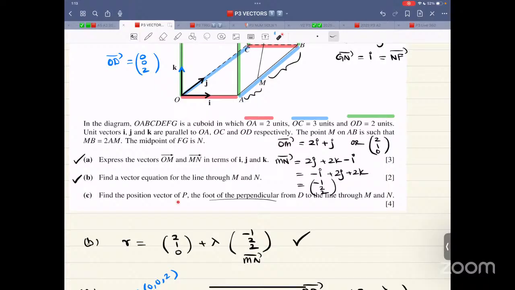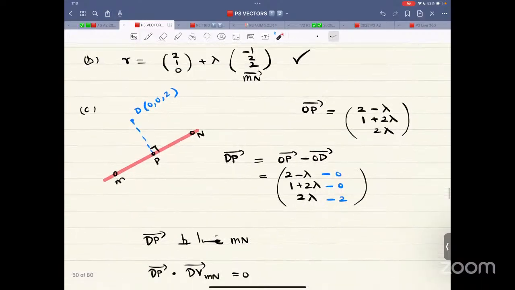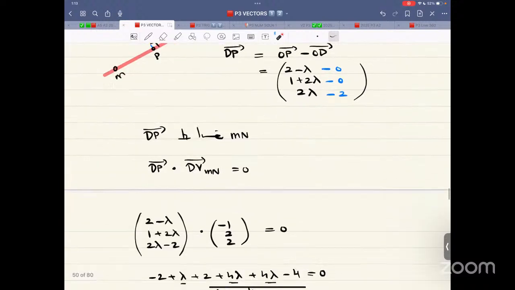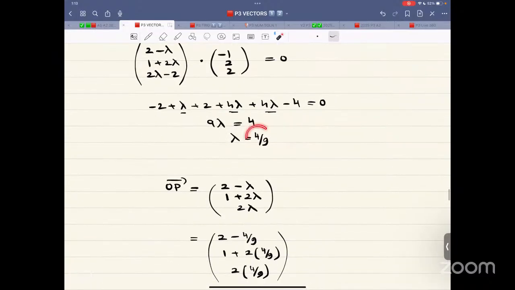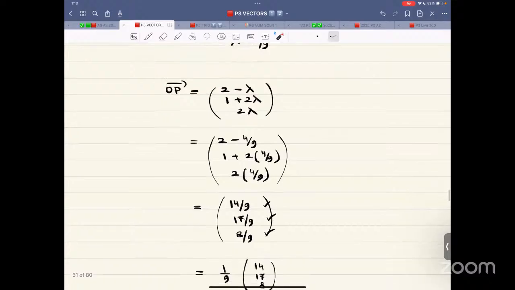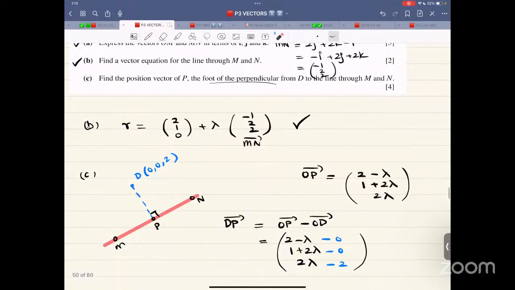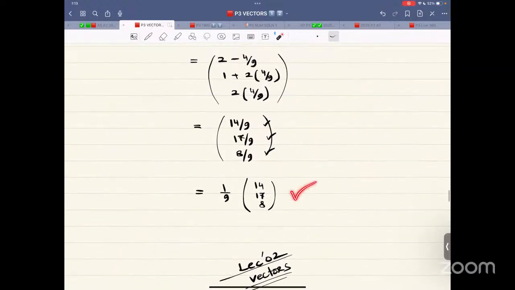Then position vector of P, the foot of the perpendicular, from D to the line through M and N. So this is the line that is over here. This point is on the line, expand it. This is point D, 0, 0, 2. Find DP, which is OP minus OD. DP is perpendicular to line. DP dot product with direction vector equals to 0. You find lambda. Look at this value, strange value. OP, they're asking for what? They're asking for position vector of P, not the distance. So plug in OP, and then you get this thing.